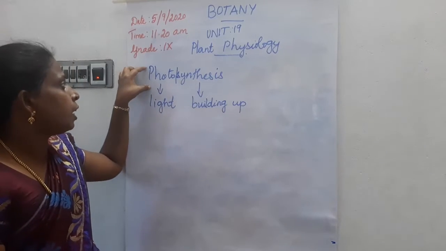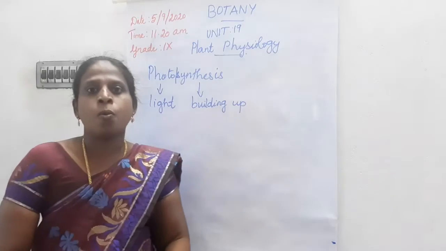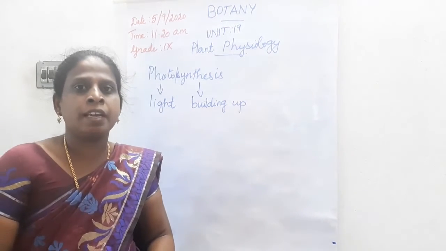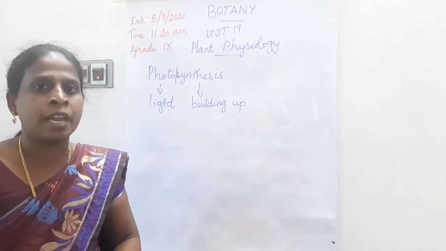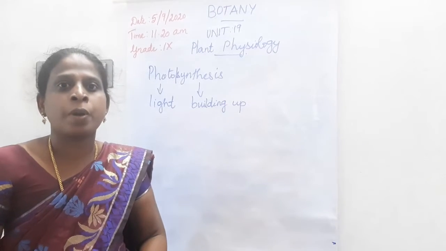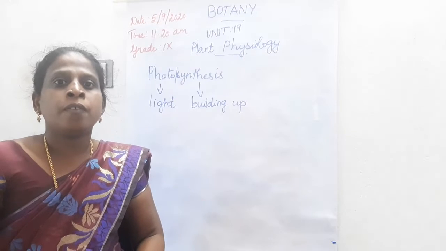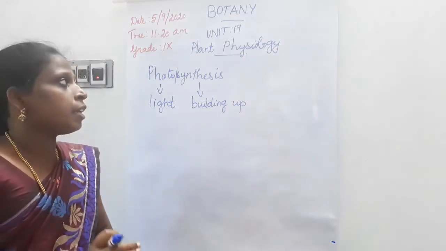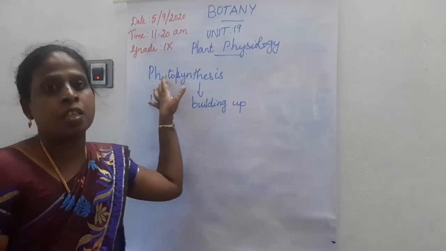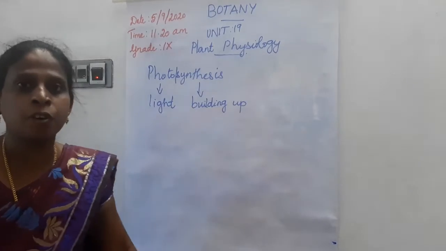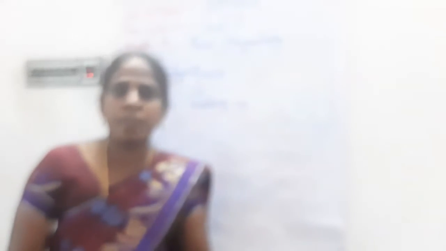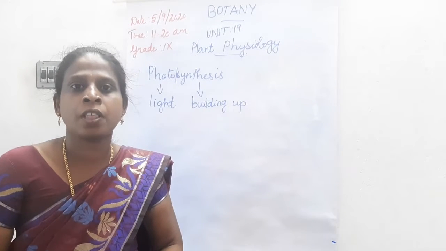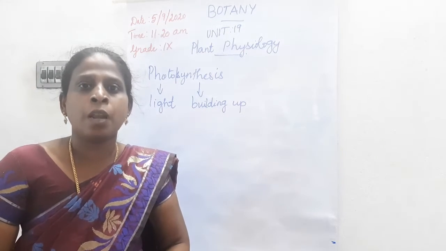First we can know the definition of photosynthesis. What does photosynthesis mean? It is the process by which green plants synthesize carbohydrates by using carbon dioxide and water with the help of sunlight and chlorophyll. That is the definition of photosynthesis.